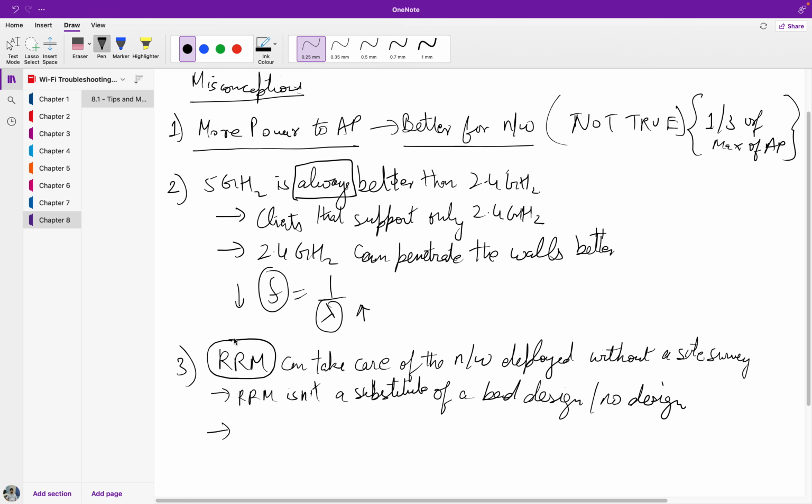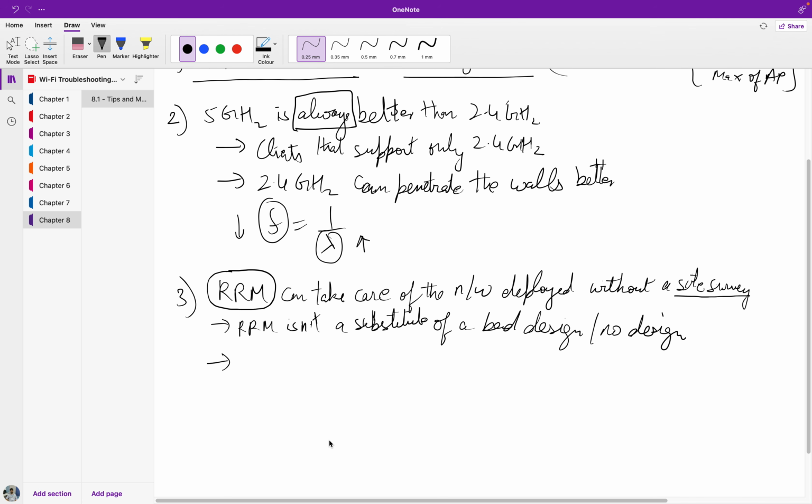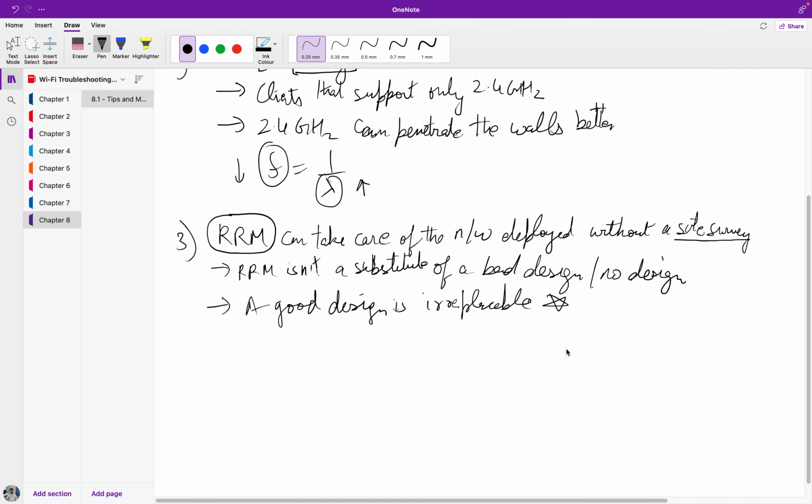There is no substitute for a site survey. You've got to do a site survey before a network is deployed, to make sure that things are going fine. Okay, so a good design is absolutely irreplaceable. Okay, you've got to do that. Let me just write that down so that you don't forget. A good design is irreplaceable. There has to be a design done. Okay, this is another misconception.